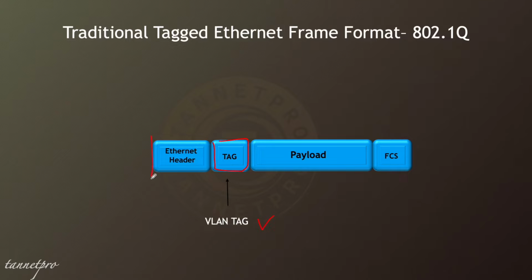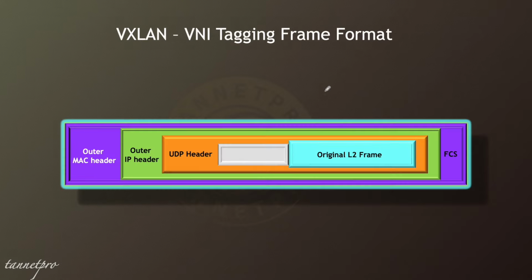So the entire frame looks like this once the switch receives it, right? And it is .1Q, we all know. So this is how the frame looks once the switch receives it. It puts one tag, the VLAN tag you can say, for the VLAN network, right?